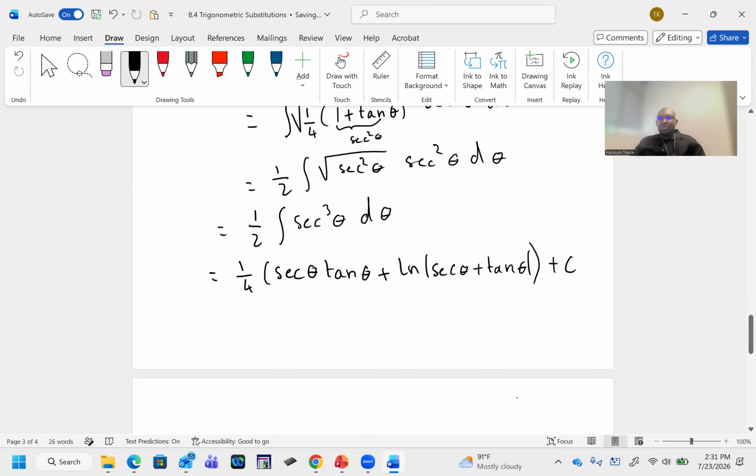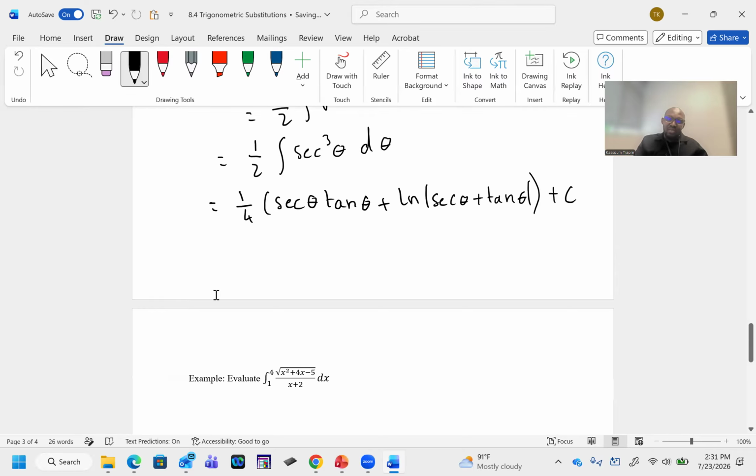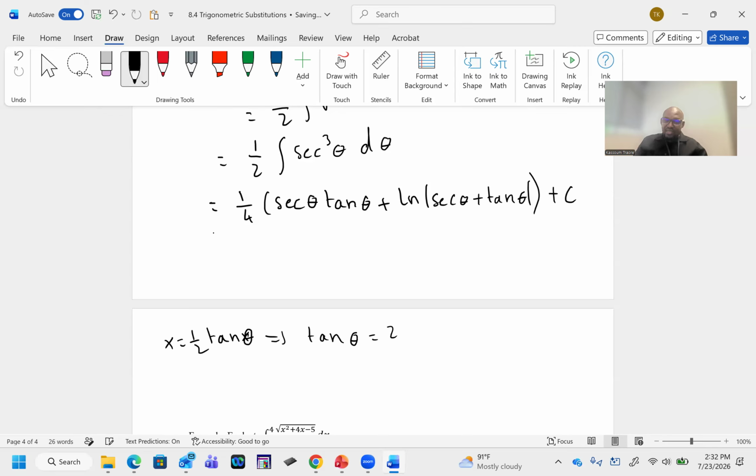But again, we have the limits of integration, which were in terms of x. So I have to rewrite each of these in terms of x. By doing so, what will I get? Look, we haven't done it yet. We know since the beginning, the substitution that we used is x equal to 1/2 tangent theta, right? So this means tangent theta will be equal to 2x, right?